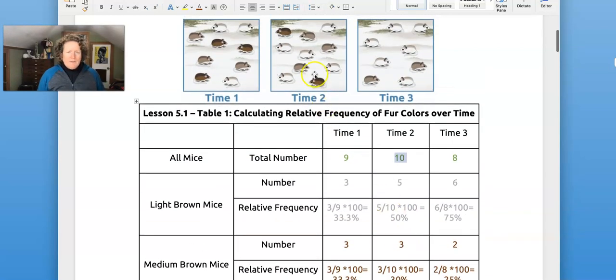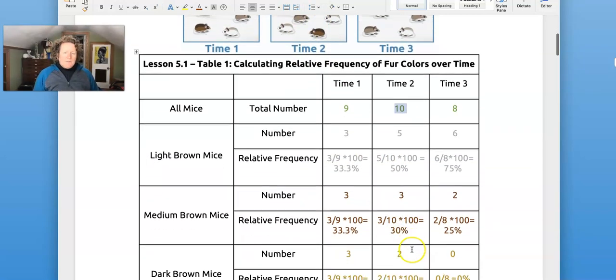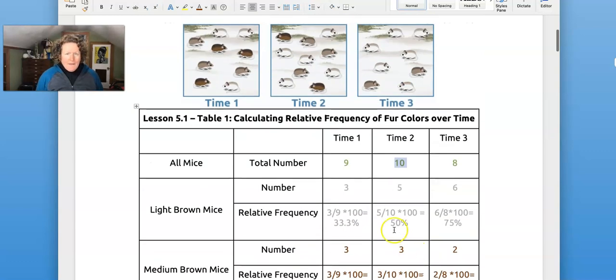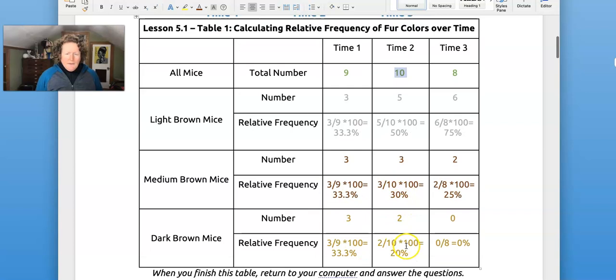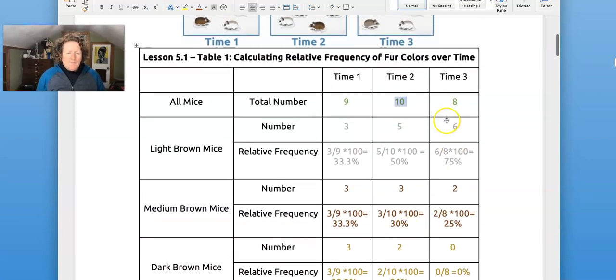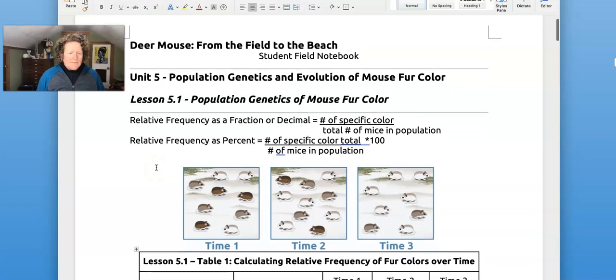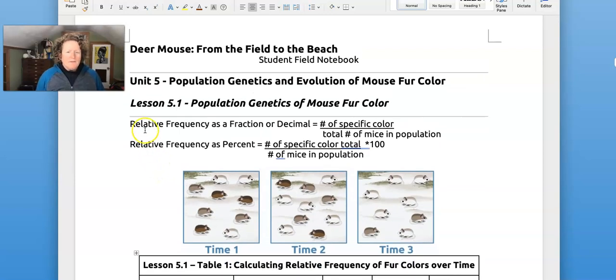For medium brown mice here, I noticed there were 3 out of 10. 3 divided by 10 times 100 is 30%. And the dark mice are 2. 2 out of 10 times 100 is 20. And you can do time 3. So that's our first table. Lesson 5.1, Table 1, Calculating Relative Frequency of Fur Colors Over Time.